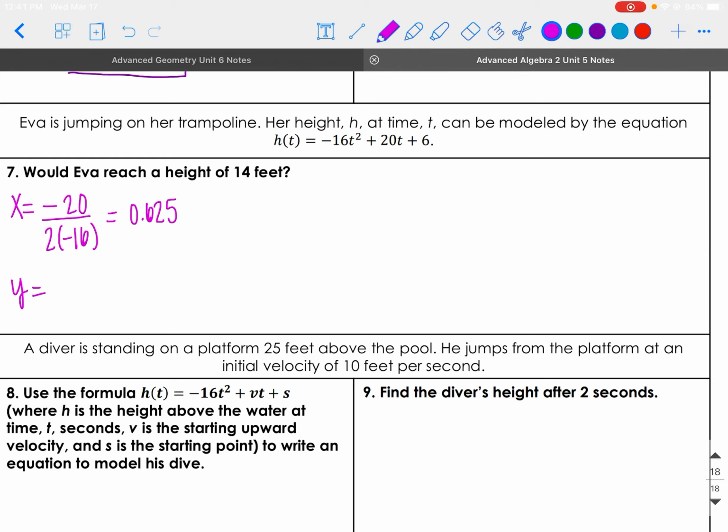And I'm just going to store that as x in my calculator. And then I can type negative 16x squared plus 20x plus 6. And we get 12.25. And so that means the highest she ever got was 12 1/4. So no, she did not reach 14 feet.